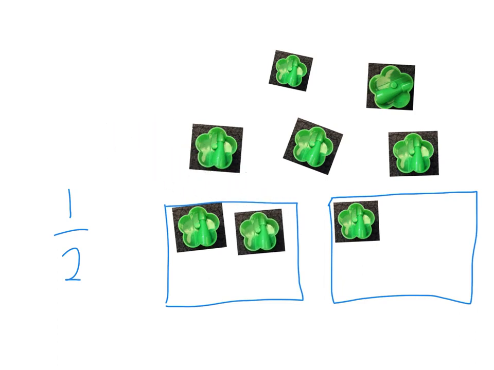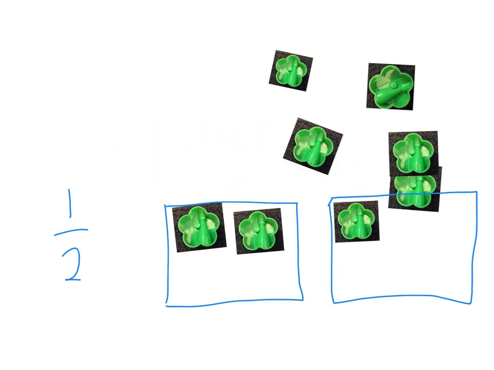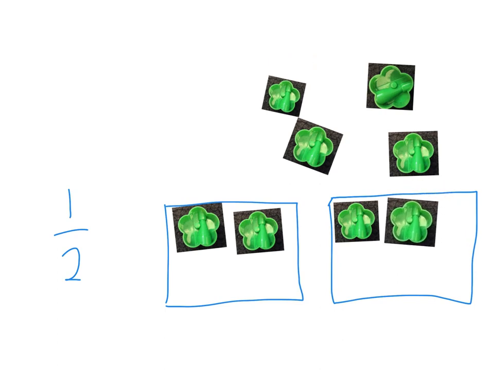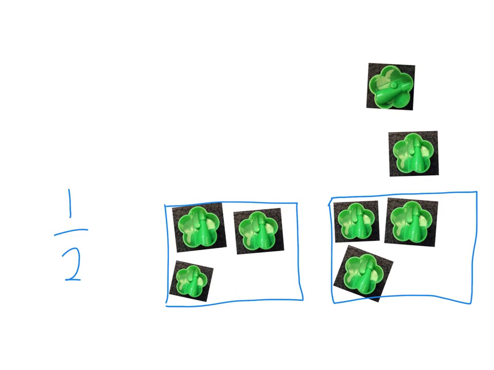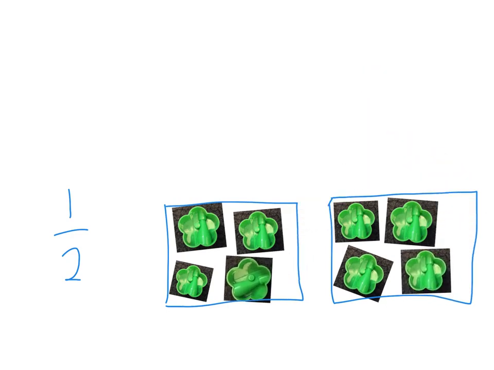I'm going to pop another one in there, and I'm going to pop another one in there. Pop another one in there. And pop another one in there. Yes, excellent. So, I now know that a half of all those pencil sharpeners, half of 8 equals the number of pencil sharpeners in these 2 groups.